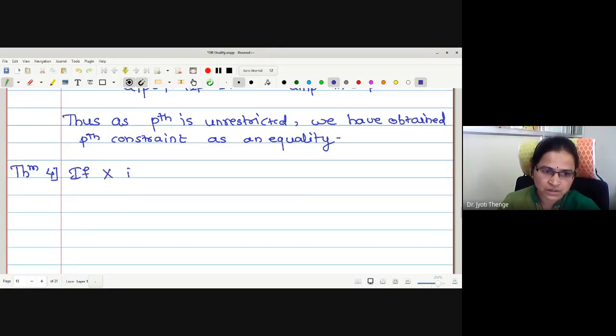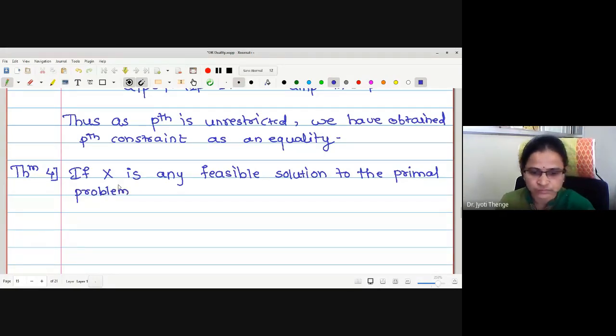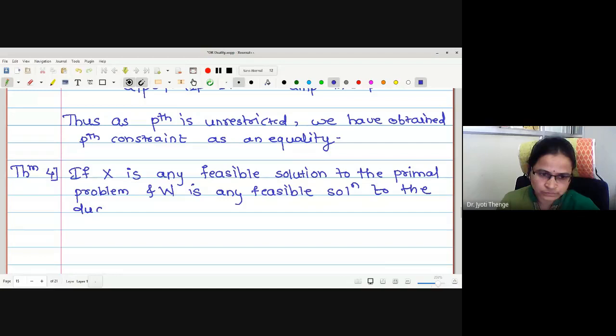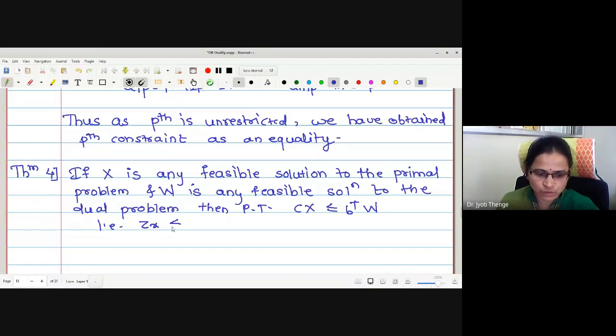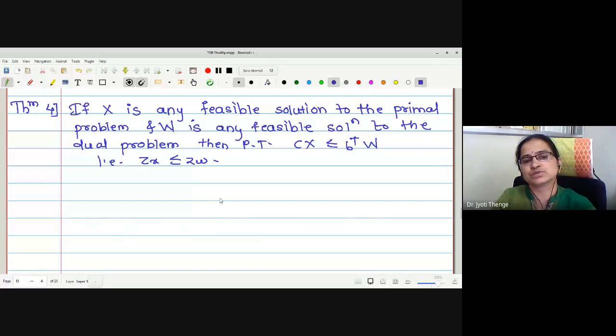If x is any feasible solution to the primal problem, and capital W is any feasible solution to the dual problem, then prove that Cx is less than or equal to B transpose W, that is, Zx is less than or equal to Zw. This is the relation between the feasible solutions of the primal and dual problem.